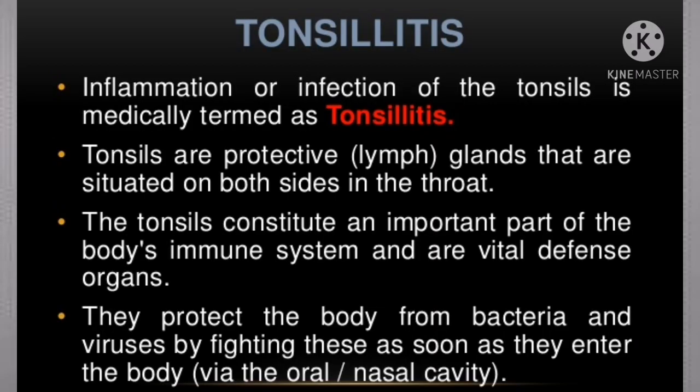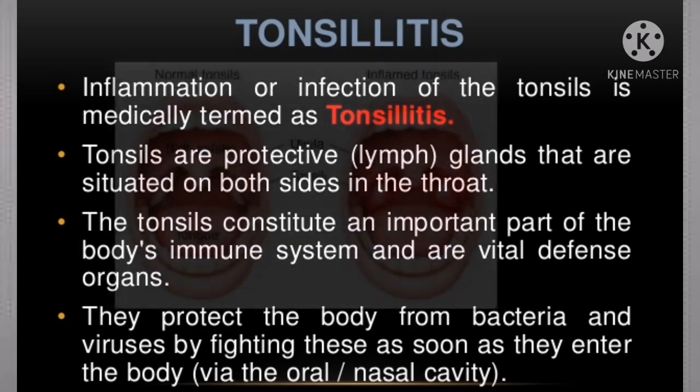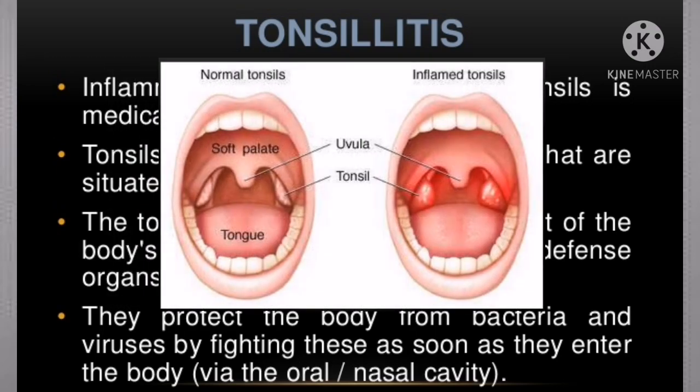Tonsillitis is the inflammation or infection of the tonsils. Tonsils are the protective lymph glands that are situated on both sides of the throat. These tonsils help in the protective mechanism of the body. See, in the normal images, the tonsils are not inflamed. In the inflamed tonsils, the tonsils fight with bacteria and viruses as soon as they enter the body.